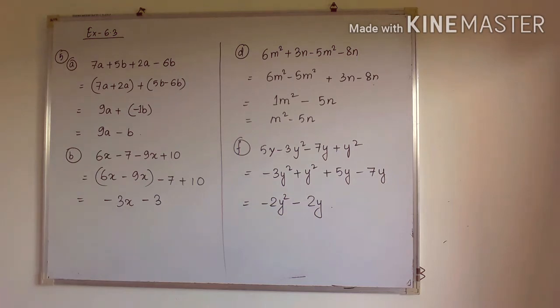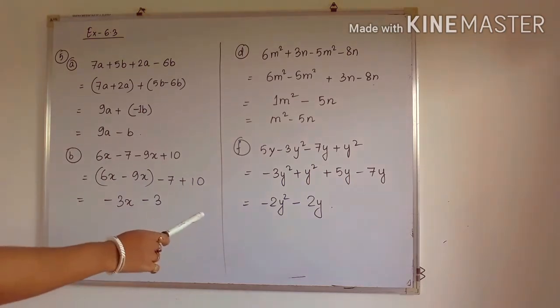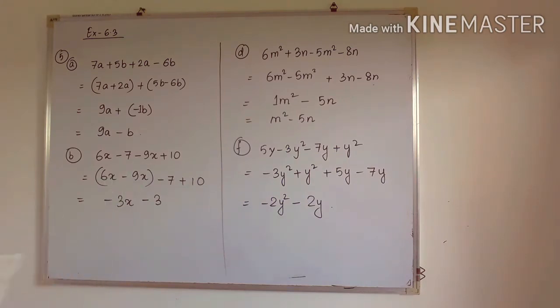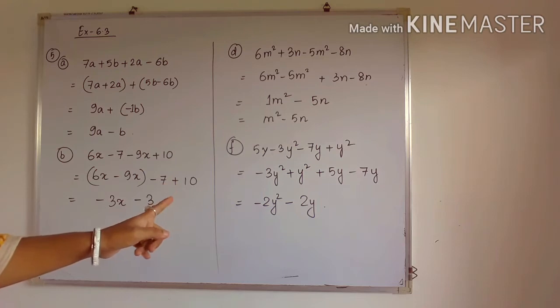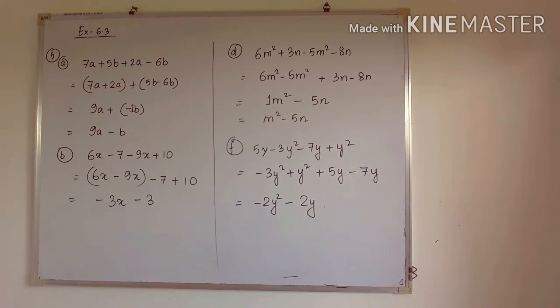Okay. Next is number F. Here see the power of y is 2 in two terms, so we have to collect those terms. One is minus 3y square and the other one is plus y square. Collecting the two terms, we get minus 2y square. Then we have 5y minus 7y, which will become minus 2y. So this is exercise 6.3, question number 5. Next I am going to question number 6.